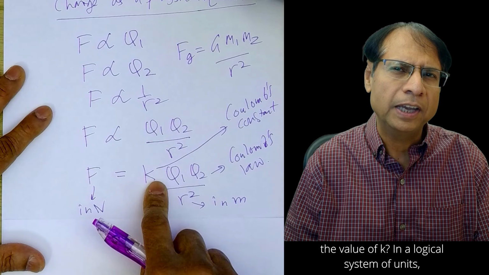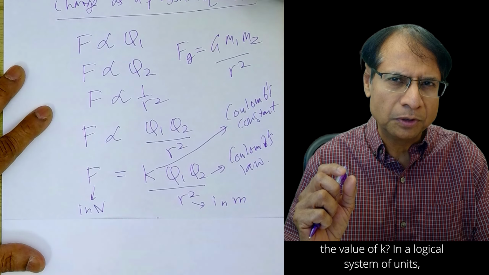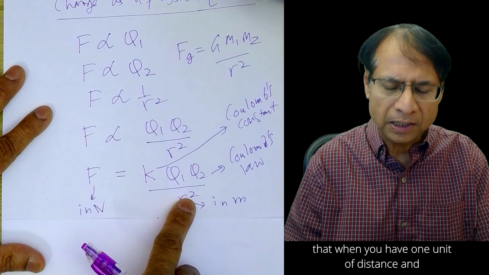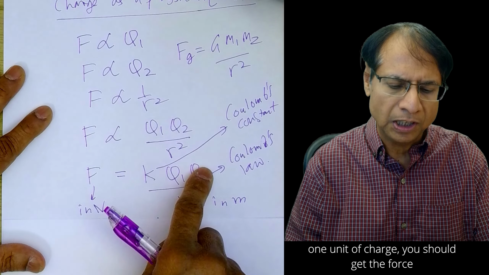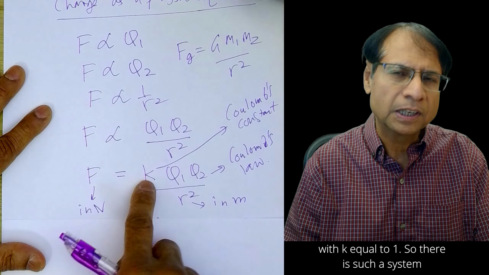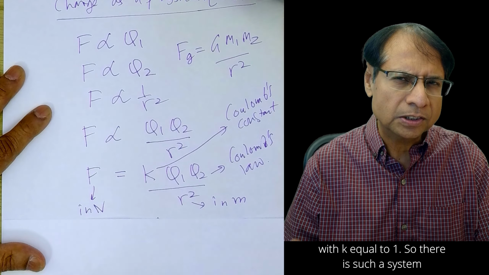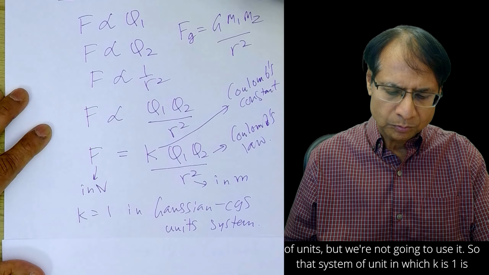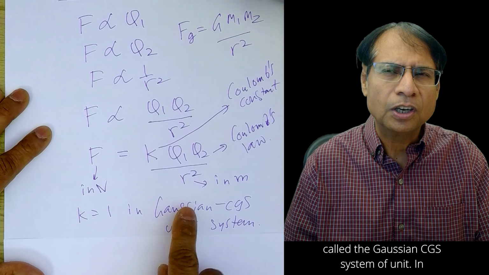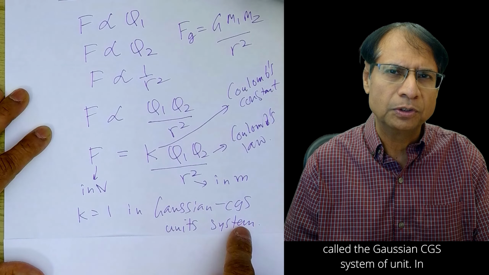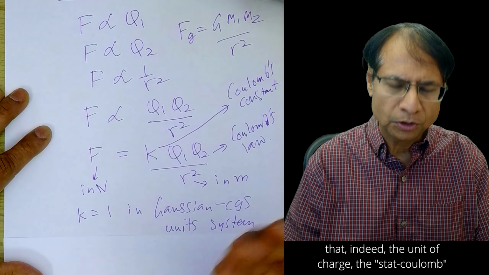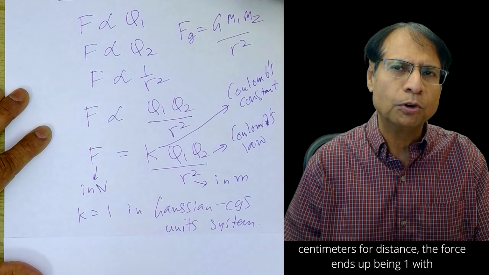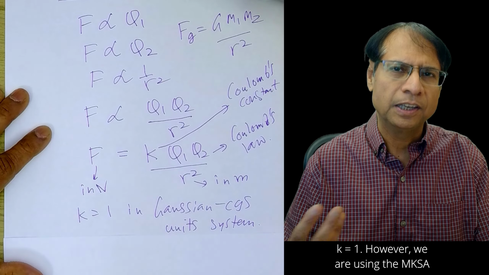Now what's the value of K? In a logical system of units, the units of charge should be chosen such that when you have one unit of distance and 1 unit of charge, you should get the force with K equal to 1. So there is such a system of units, but we are not going to use it. That system of units in which K is 1 is called the Gaussian-CGS system of units. In that, indeed, the unit of charge, the statcoulomb, if you use that and use centimeters for distance, the force ends up being 1 with K equal to 1.